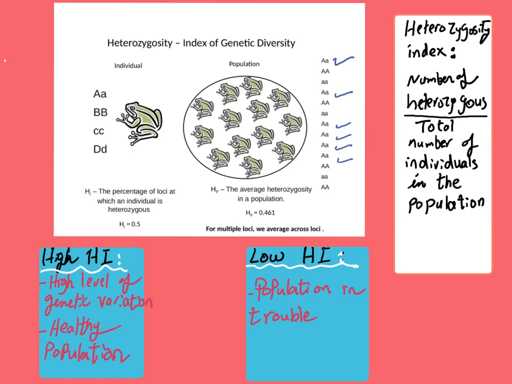Looking at the population, here we have 1, 2, 3, 4, 5, 6 heterozygous individuals. So the average heterozygosity in this population, you will divide the number of heterozygous individuals over all, so you will get 0.461. What does a high heterozygosity index mean? A high heterozygosity index indicates a high level of genetic variation and a healthy population, while a low heterozygosity index means that the population is in trouble. To calculate the heterozygosity index, as we said, we divide the number of heterozygous individuals over the total number of individuals in the population.